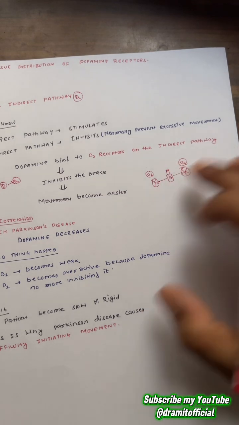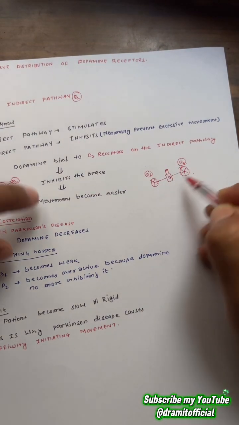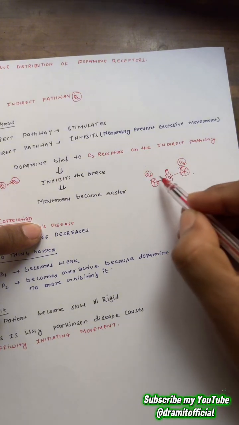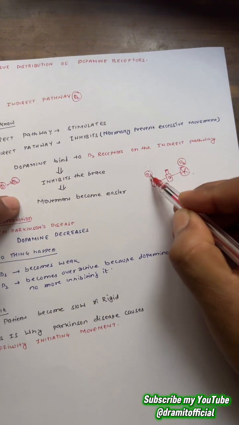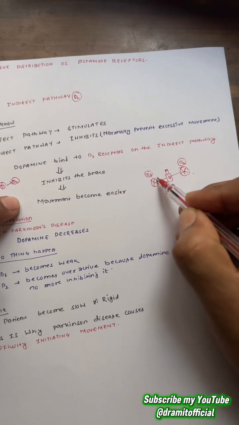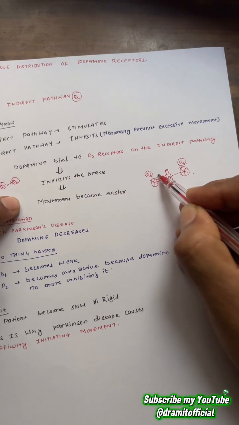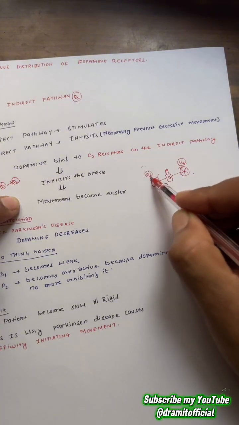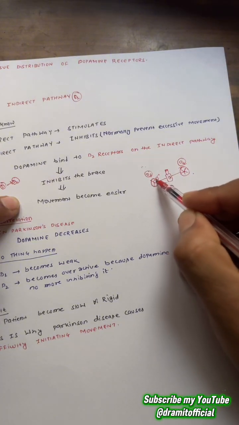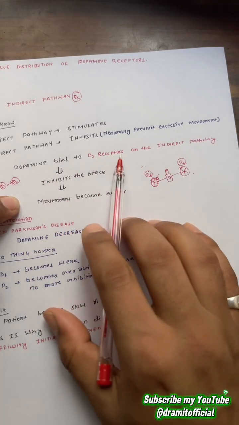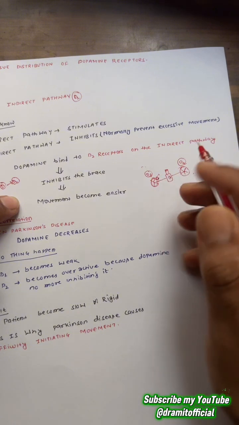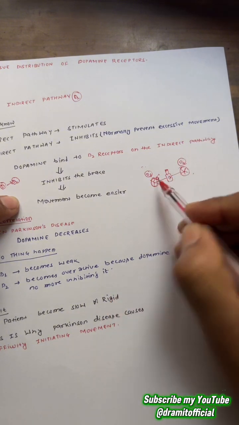Now let's understand with this photo. Suppose these are wheels, and on these wheels there are D2 receptors. When dopamine binds to these D2 receptors, then the brake system will release and the wheel will start moving faster. But when dopamine does not bind to these receptors, the wheel will not move because there is no one to stop the brake. So when dopamine binds to these receptors in the indirect pathway, it inhibits the brake, it tells the brake not to put the brake on the wheels, and the movement becomes easier.